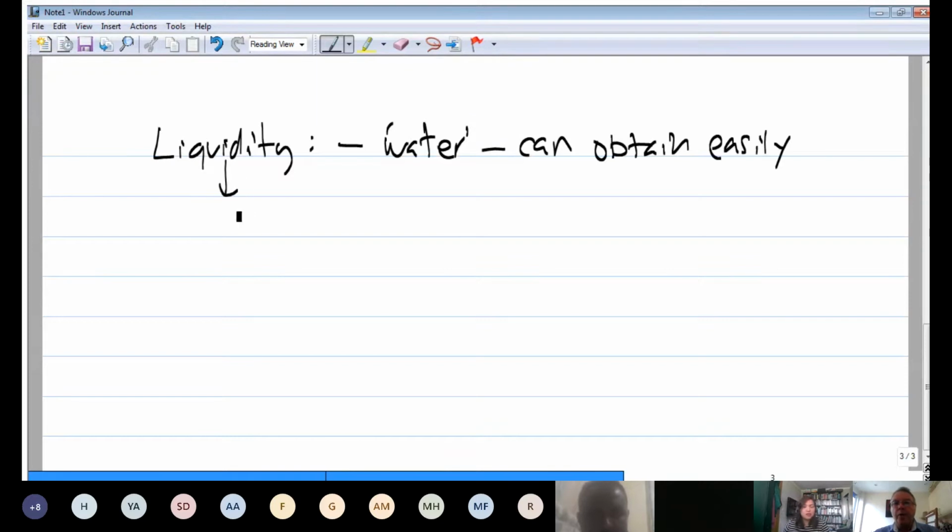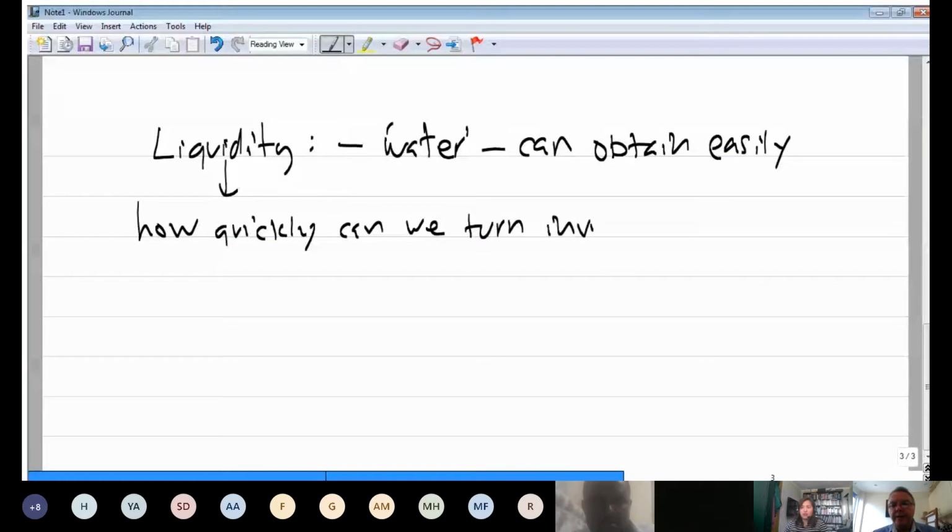So how quickly can we turn investments into cash? Okay, how quickly can we turn investments into cash? Now let's do a couple of examples to show you what I mean by that.